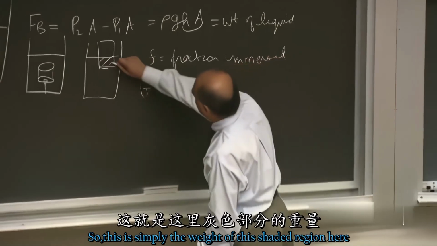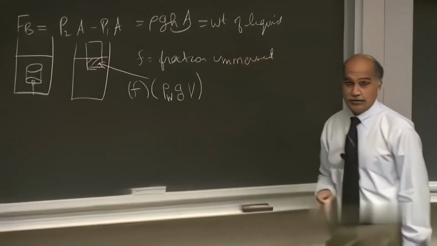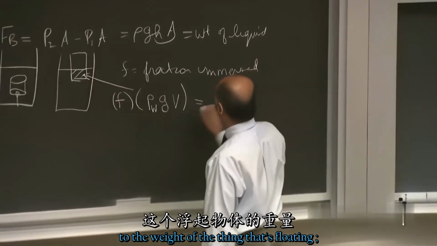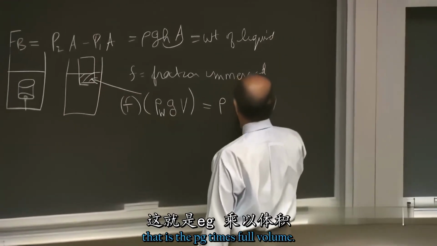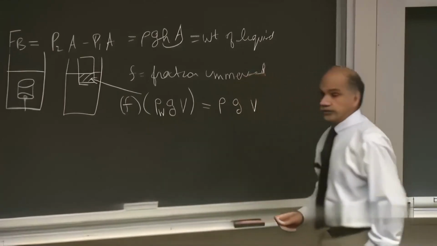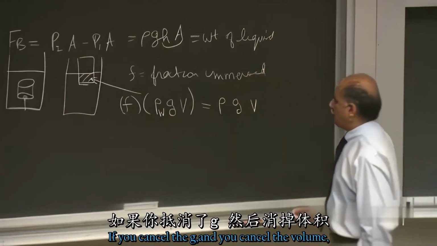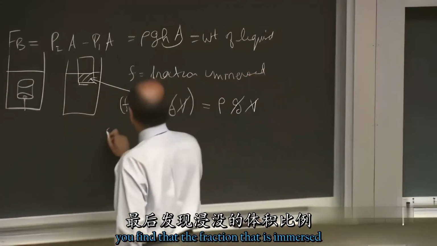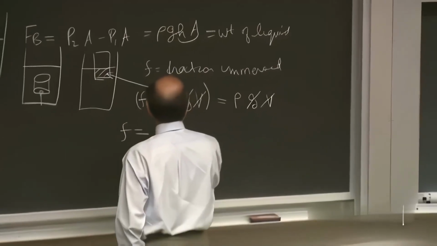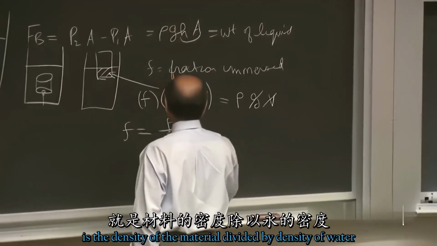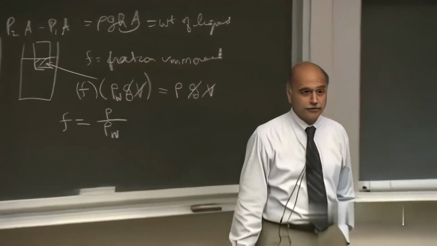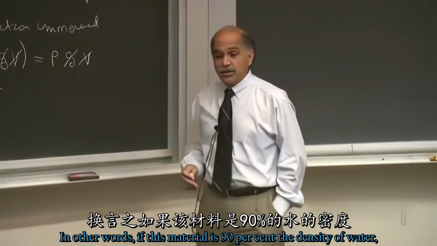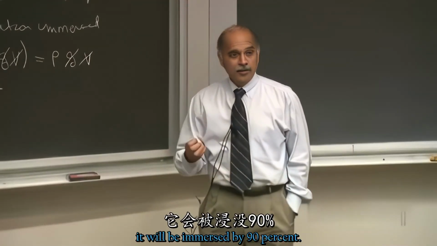So this is simply the weight of this shaded region here. And that is going to be equal to the weight of the thing that's floating. That is rho g times full volume. If you cancel the g and you cancel the volume, you find that the fraction that is immersed is the density of that material divided by density of water. In other words, if this material has 90% the density of water, it will be immersed by 90%.